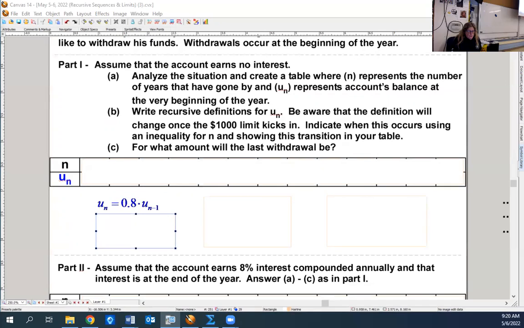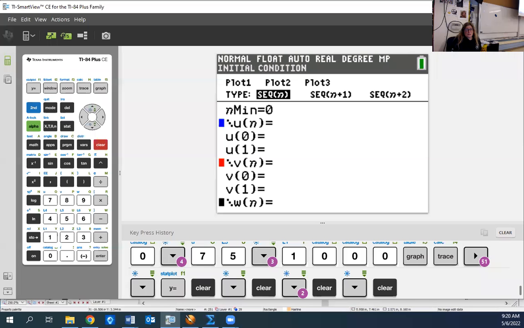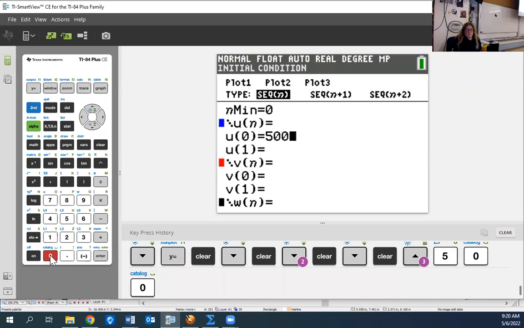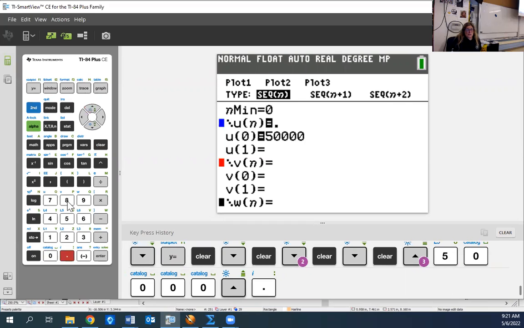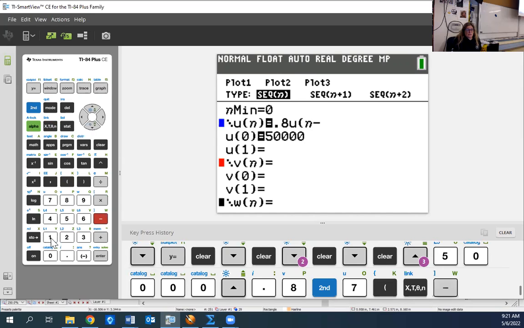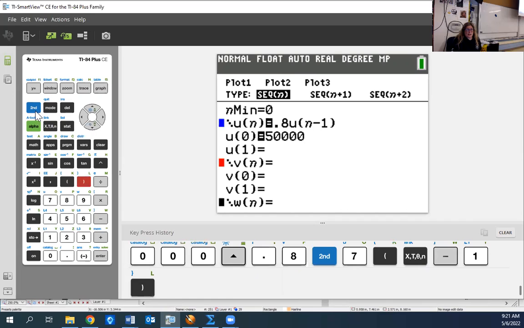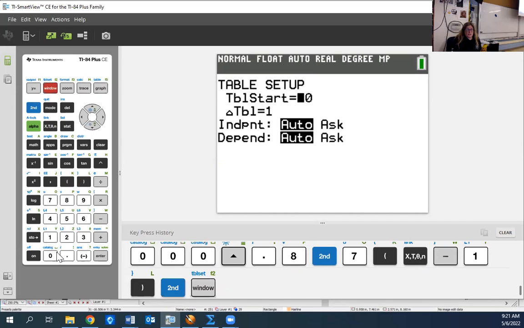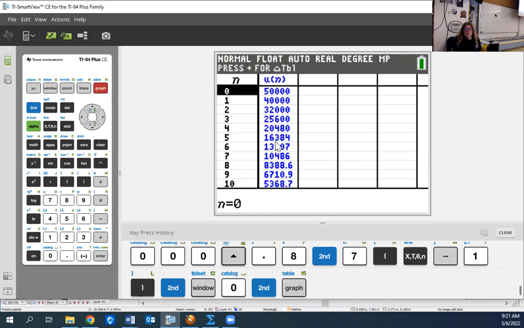I used the calculator for the first bit, and I did U sub n. So U sub 0 is 50,000, right, guys? And I did U sub n equals 0.8 U sub n minus 1. And then I tabled it. First, I made sure that my table is starting at a reasonable value, not 50, we want 0. And then I tabled it and I got this.